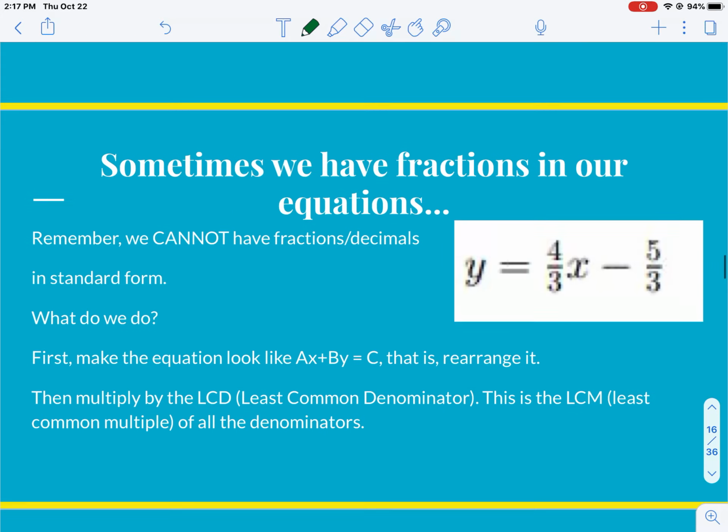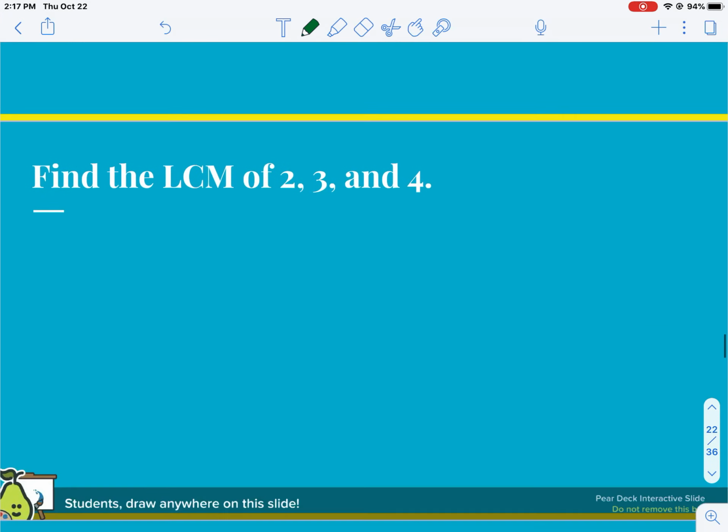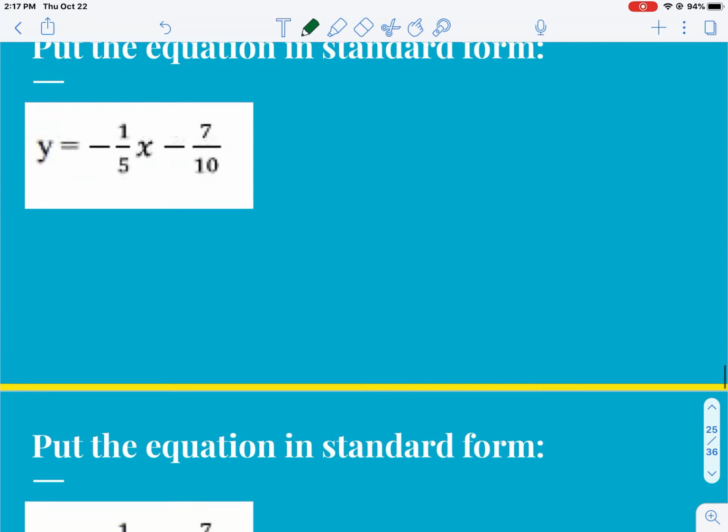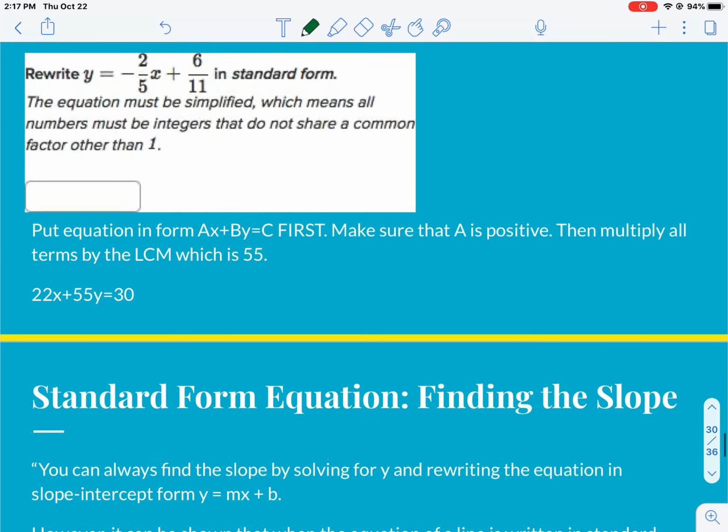Okay, and you can ignore that slide. You can ignore these slides. We're not going to talk about the ones with fractions. You can look at it, but it's just going to take entirely too long, and we just aren't going to get to it.